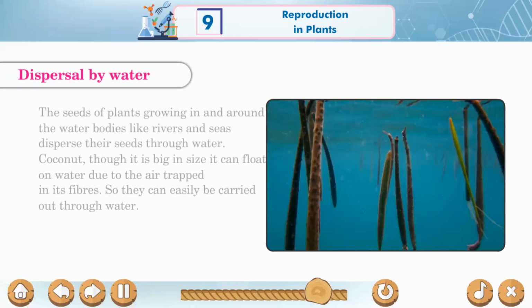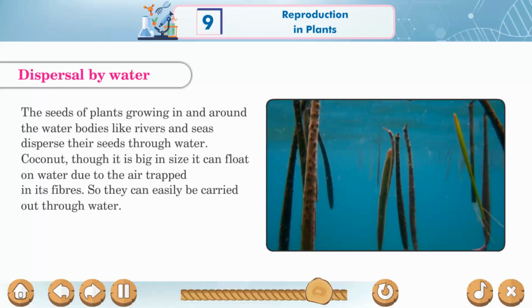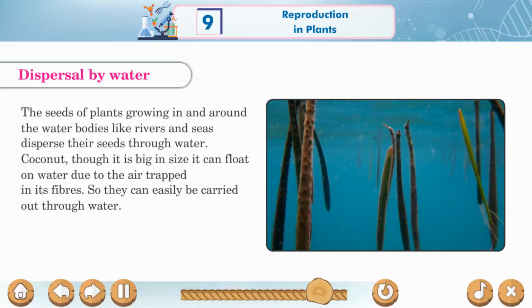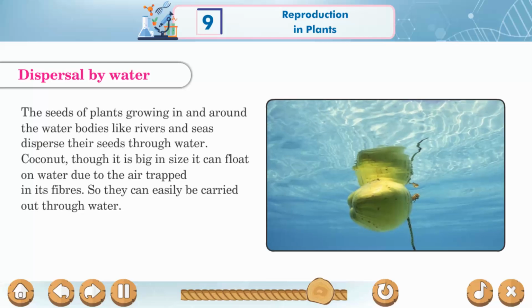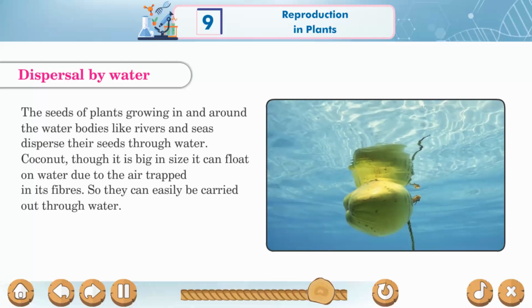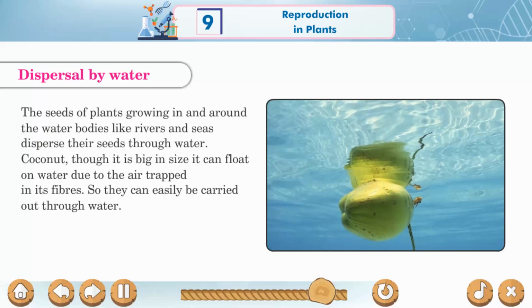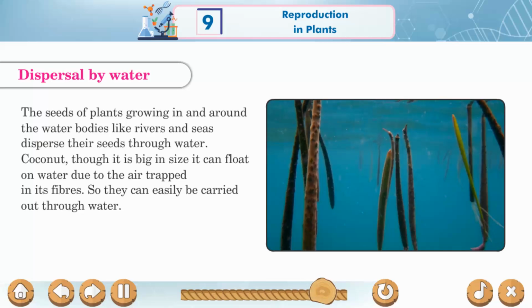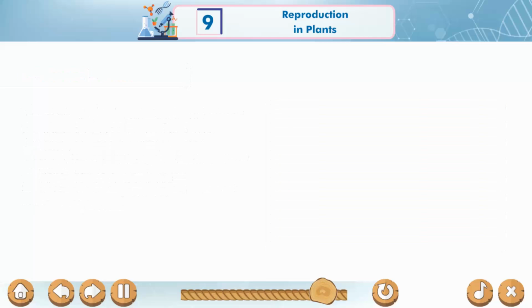Dispersal by water. The seeds of plants growing in and around water bodies like rivers and seas disperse their seeds through water. Coconut, though it is big in size, can float on water due to the air trapped in its fibers. So, they can easily be carried through water.